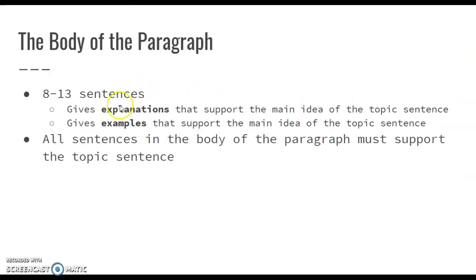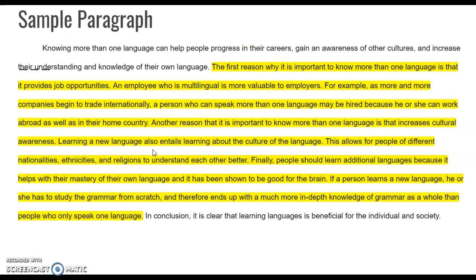The next part is the body of the paragraph, which is usually 8 to 13 sentences long. It provides explanations that support the main idea of the topic sentence, and also examples. All the sentences in the body of the paragraph must support the topic sentence. So in our sample paragraph, this part that's highlighted in yellow is the body of the paragraph.